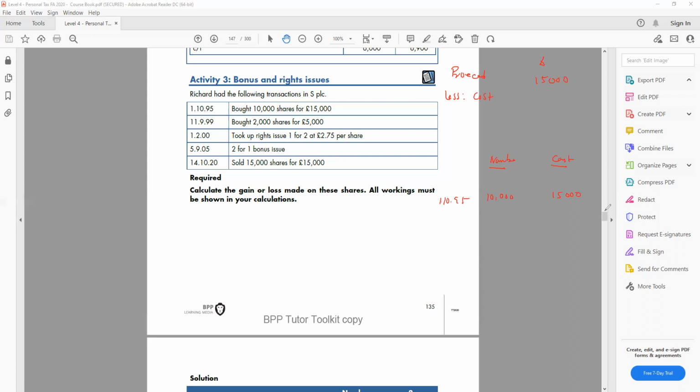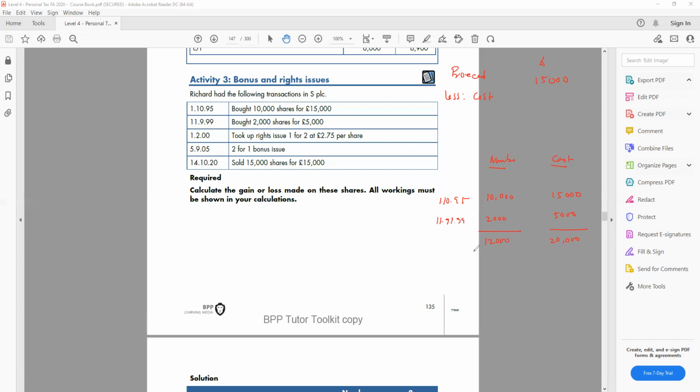Then the next one we have on 11th of September, we have an acquisition. The acquisition here is 2,000 shares for 5,000. So on 11th of September 1999, we purchased 2,000 shares and the cost is 5,000 for that. And then we need to see how much is the total share. So we now have 12,000 shares and the value is 15 plus 5, 20,000.